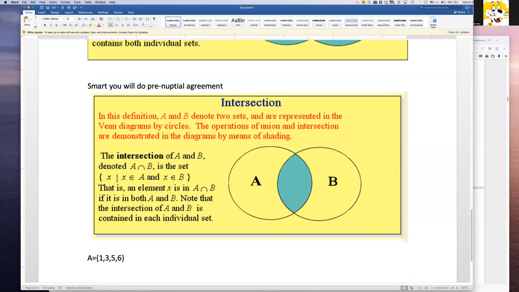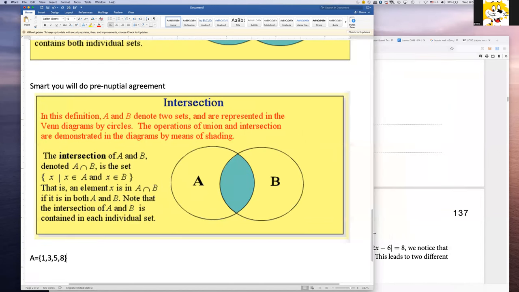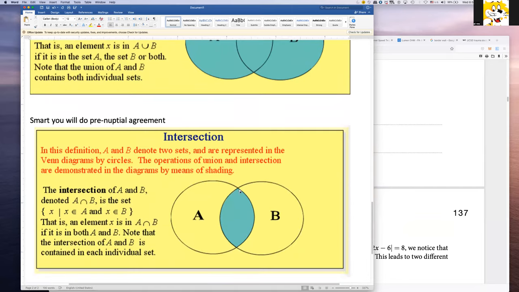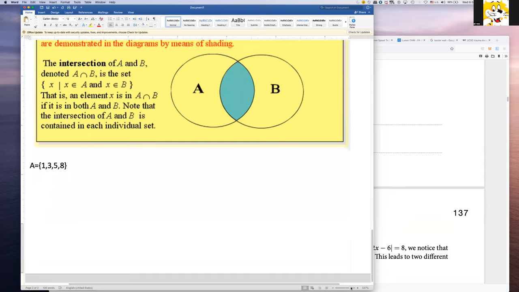1, 3, 5, and 8. So I have this set here. Let me see if I could zoom in on this. And you see the intersection is denoted like an upside down U. It looks like an N, right? While the union looks like a U, right? A union B, so everything's together. And then this is A intersection B. All right, so let's zoom in on this so we can see it.